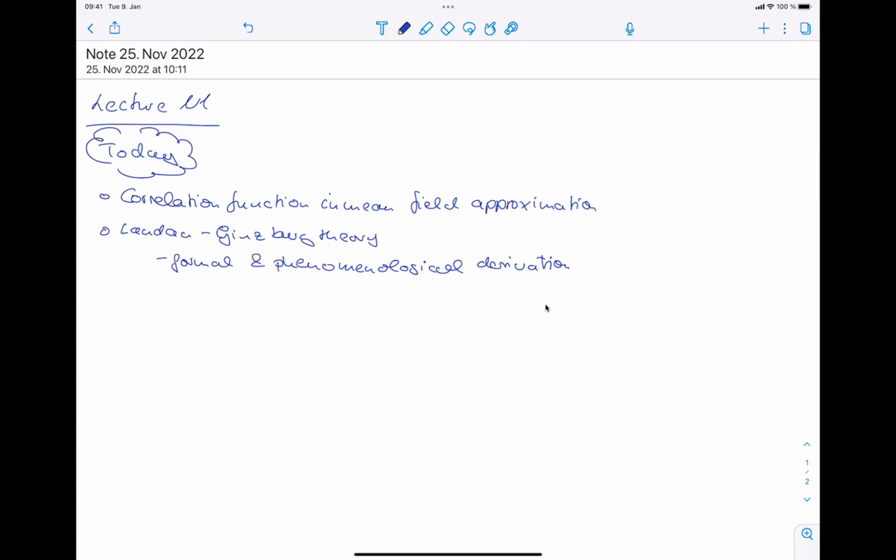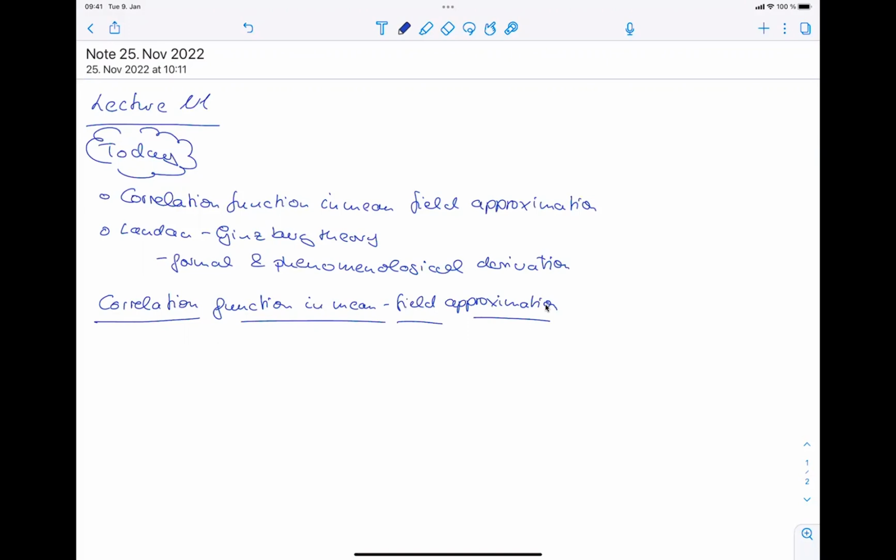Okay, so let's get started with the first topic, the correlation function in mean field approximation. So last Tuesday, we calculated a lot of critical exponents, which told us the behavior around the critical temperature, how certain response functions of the system change there. And what we were missing was the correlation function.